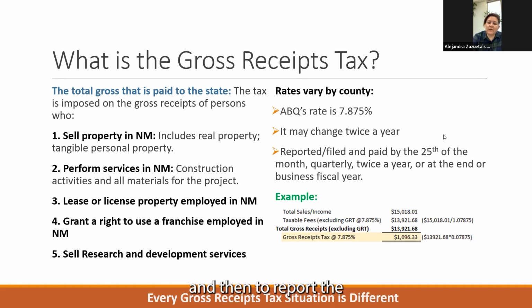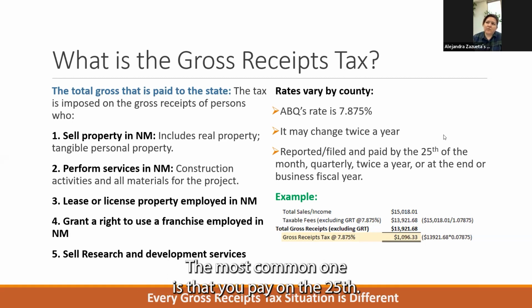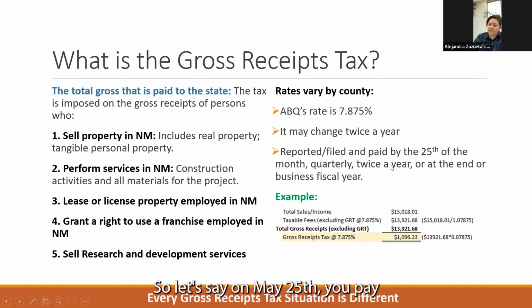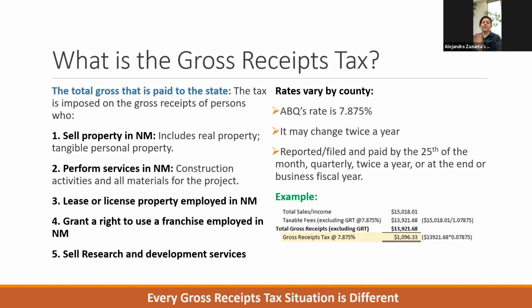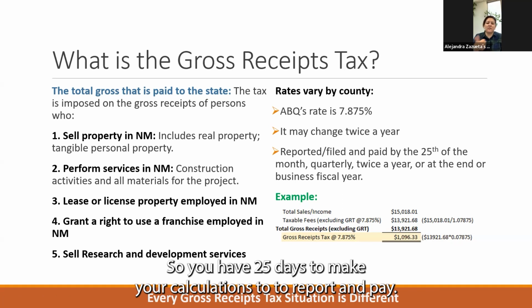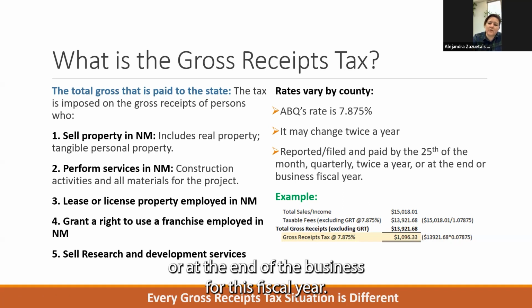And then to file or pay this tax, you have a bunch of choices depending on how big your business is. The most common one is that you pay on the 25th. So let's say on May 25th, you pay and report the taxes for April, for all of April. So you have 25 days to make your calculations to report and pay. And you can also pay quarterly, twice a year, or at the end of the business fiscal year.